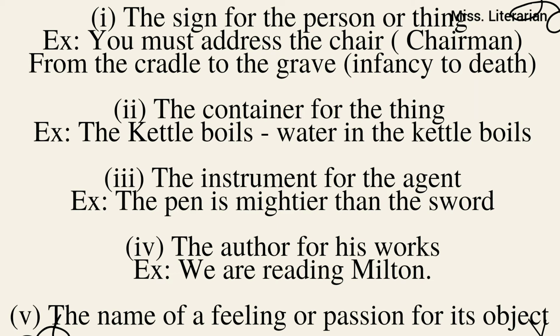Second one, the container for the thing. Example, the kettle boils, which means the water in the kettle is boiling. Number 3, the instrument for the agent. Example, the pen is mightier than the sword. Number 4, the author for his books, for his works. Example, we are reading Milton. Number 5, the name of a feeling or passion for its objects.